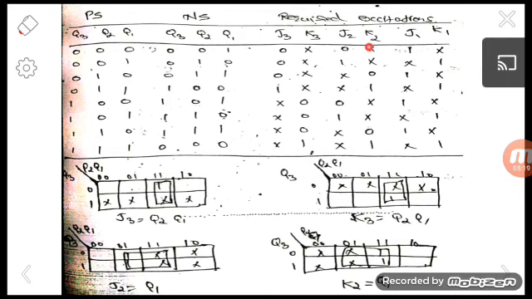This J2 K2 can be written by considering Q2 in the present state and Q2 in the next state. For each combination we can write J2 K2, and for each combination of Q1 we can write J1 K1. After that we have to draw the K map for J3 K3, J2 K2, and J1 and K1.